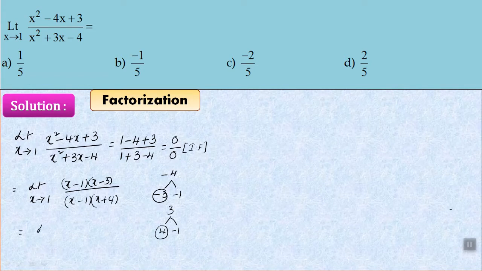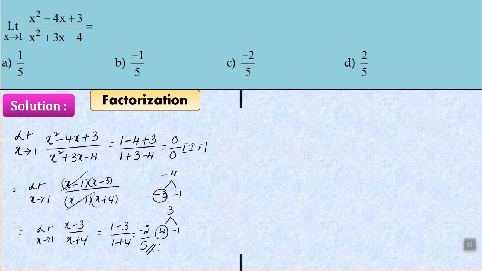This equals to limit x tends to 1. Now cancel out the common factors. X minus 1 gets cancelled. (X minus 3) by (x plus 4) this equals to. Now substitute the limit here. (1 minus 3) by (1 plus 4) that equals to minus 2 by 5.